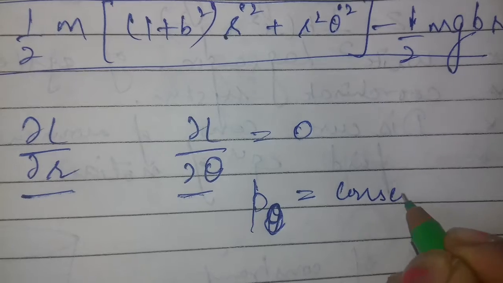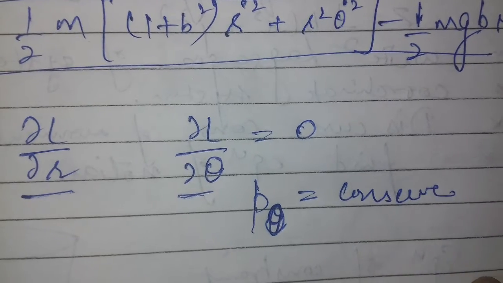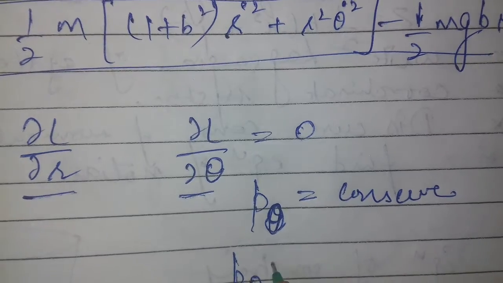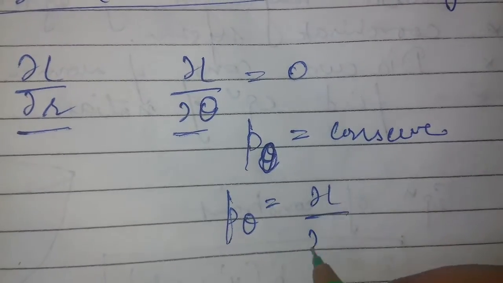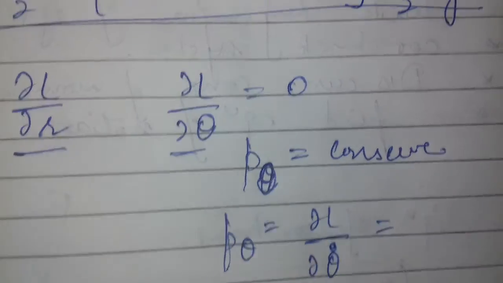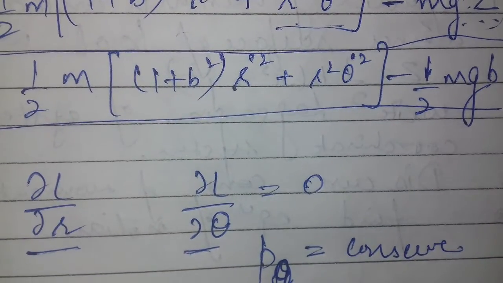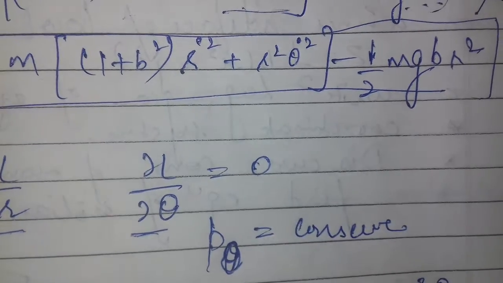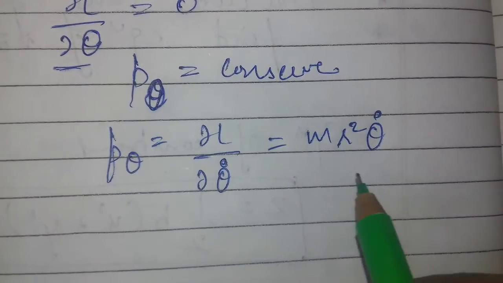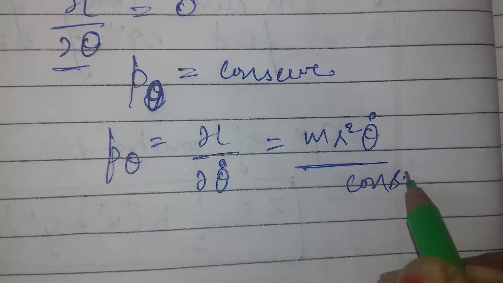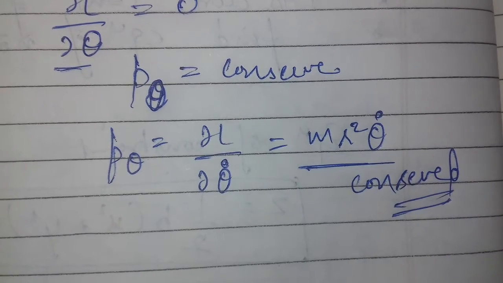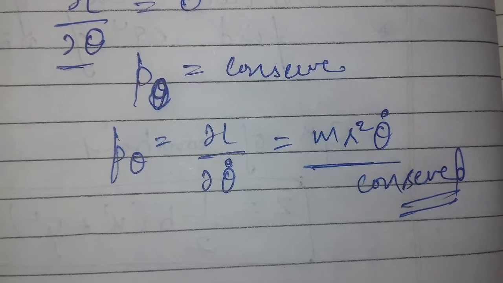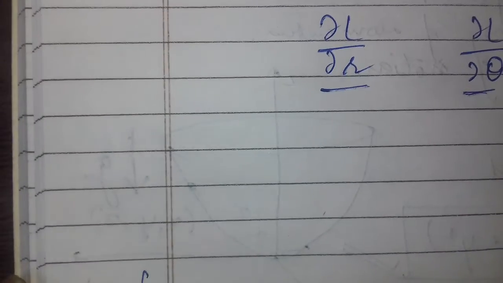What will p theta be here? See the Lagrangian carefully and differentiate with respect to theta dot. How do you calculate p theta? ∂L/∂θ dot. So firstly you will have to differentiate this. It will become m r square theta dot. m r square theta dot. This will be a conserved quantity. In the exam, questions are asked directly; this is your conserved quantity. And third is your find the equation of motion.